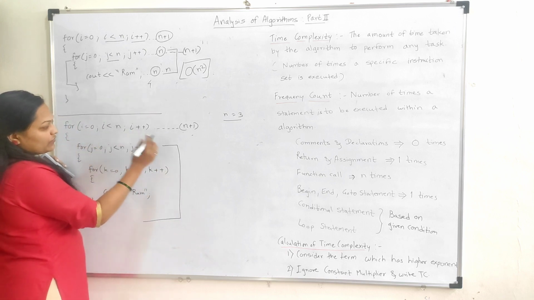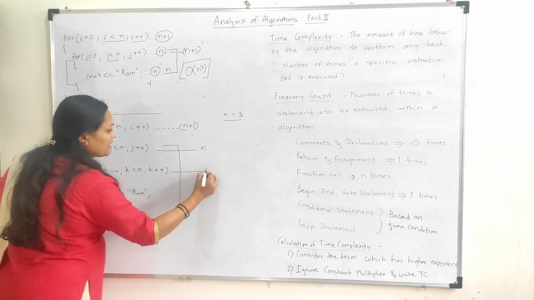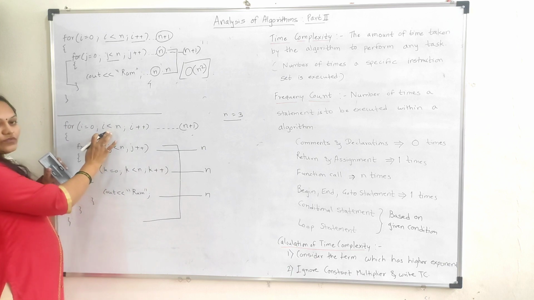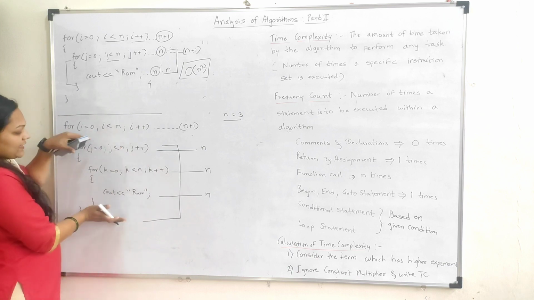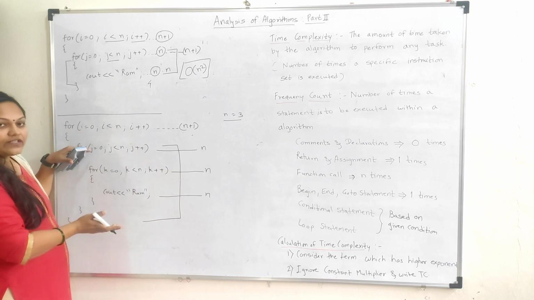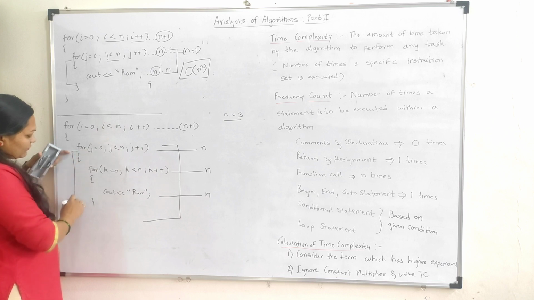So because of this for loop, this will execute n times, this will execute n times, and this will also execute n times because of this for loop. Consider this is only one statement. So whatever the statement inside this for loop will execute n times.